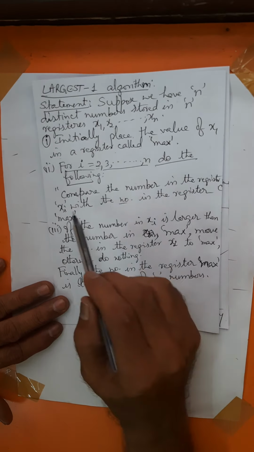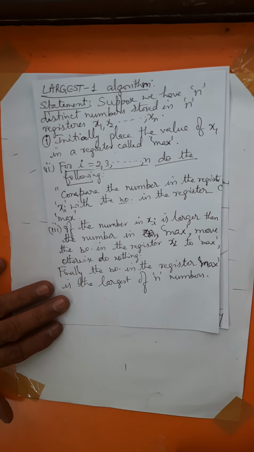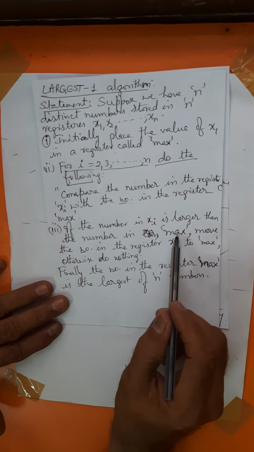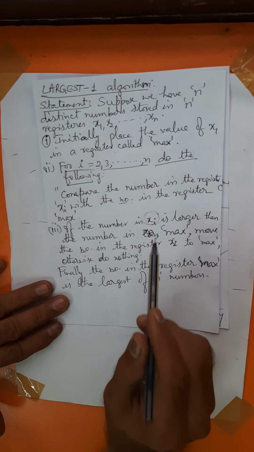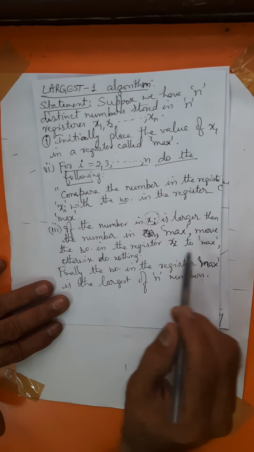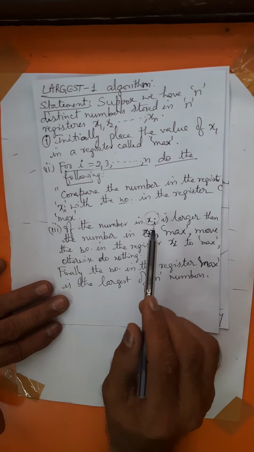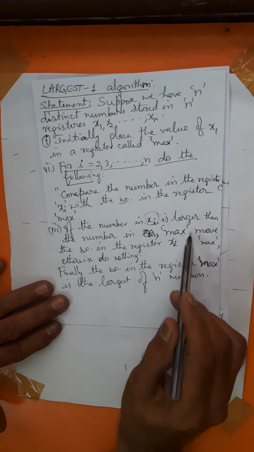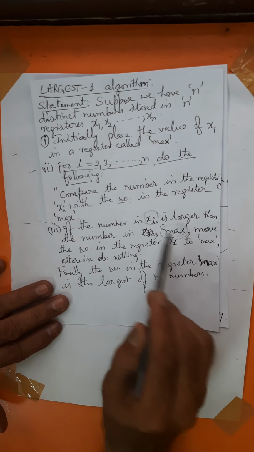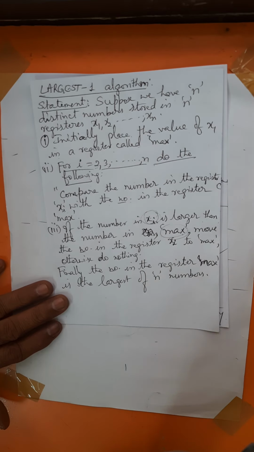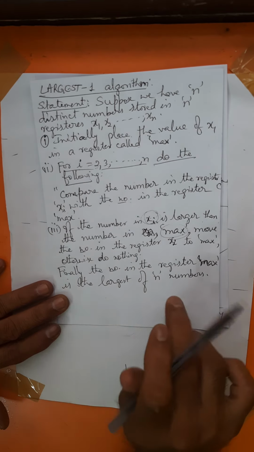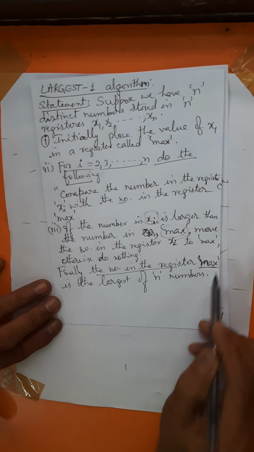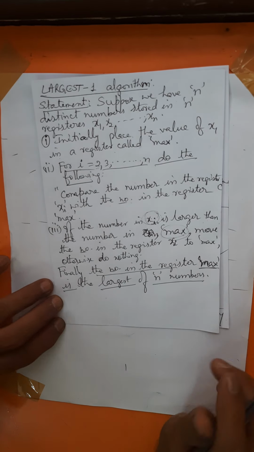Compare the number in the register xi with the number in the register max. If the number in xi is larger than the number in max, then move the number in the register xi to max. If the value stored in xi is larger than the value stored in max, then this value is shifted here. Otherwise, do nothing. Comparing in this way, finally the number in the register max is the largest of n numbers.